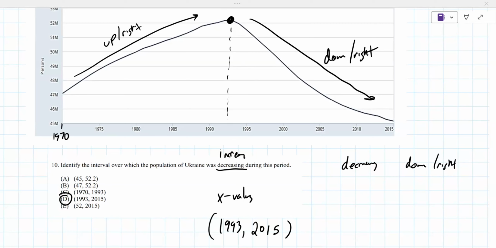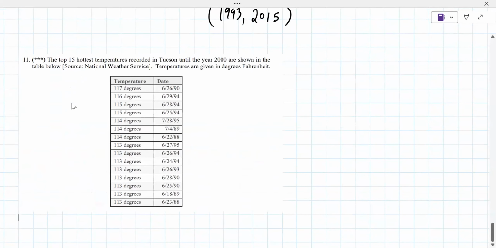This is back to the kind of, is it a function or not? Okay, so the top 15 hottest national temperatures recorded in Tucson up to the year 2000 are shown in the table below. So we got 117 all the way down to 113, and then some dates on the right. Right now, the first question that it asks.